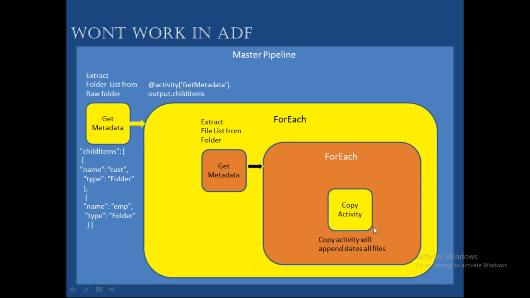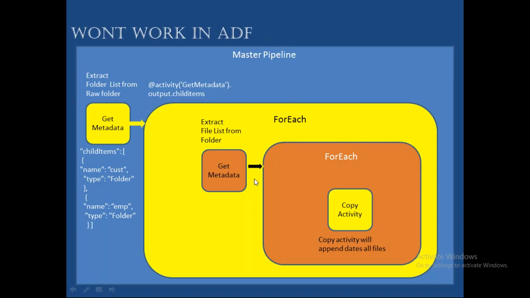When it is copying one by one file, it is going to append the date. If you're going to do bulk, it is not possible for us to append the date. We need to iterate through each file, then only we can append. Understood? But this won't work because nested ForEach is not supported. Inside a ForEach, another ForEach will not work in ADF.